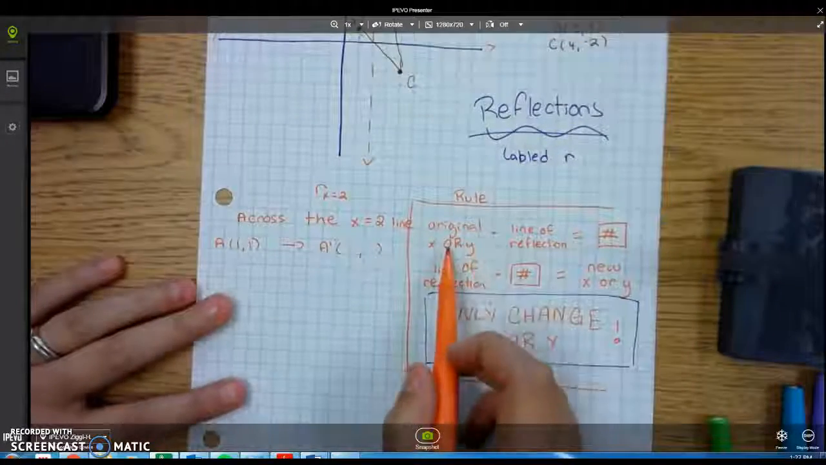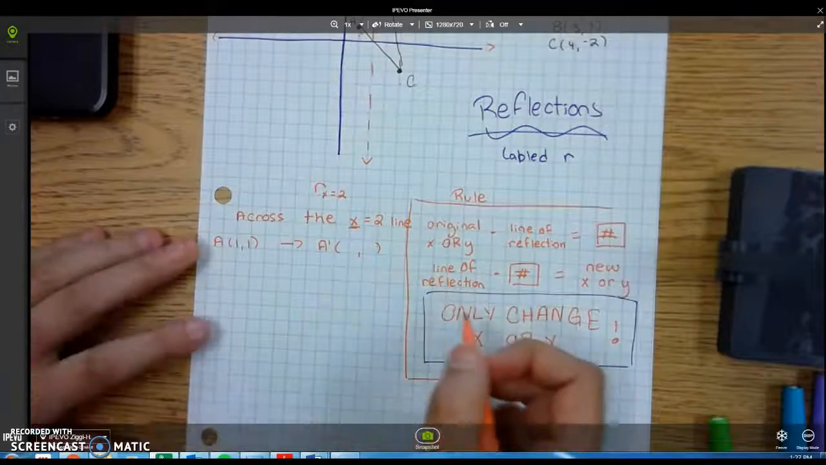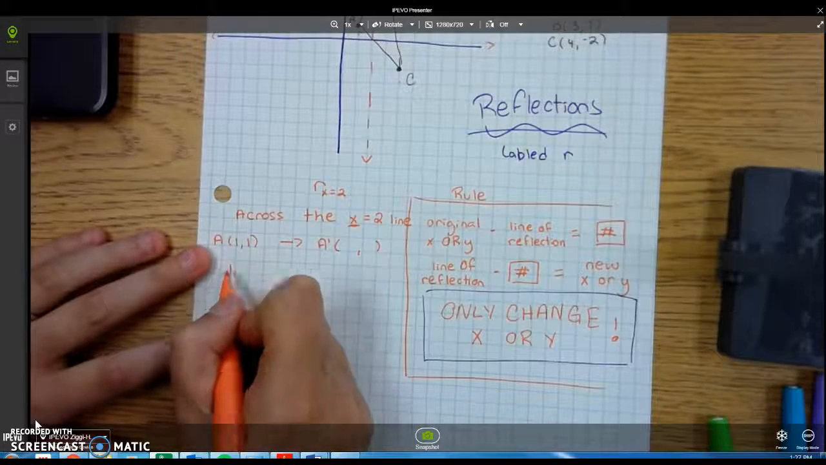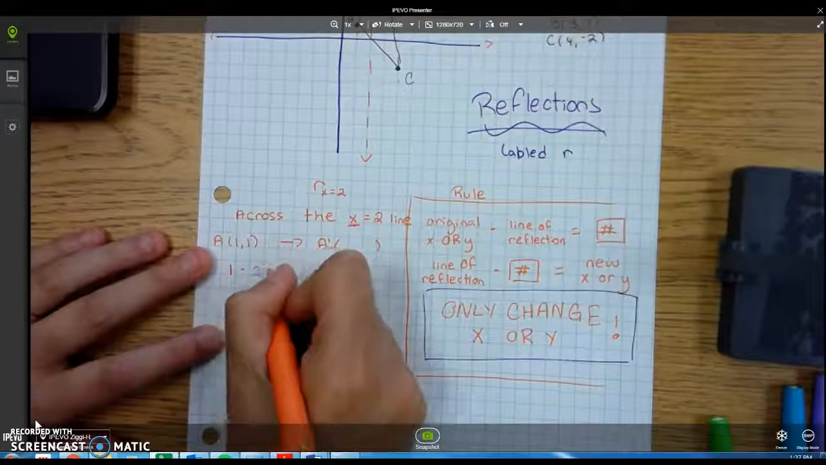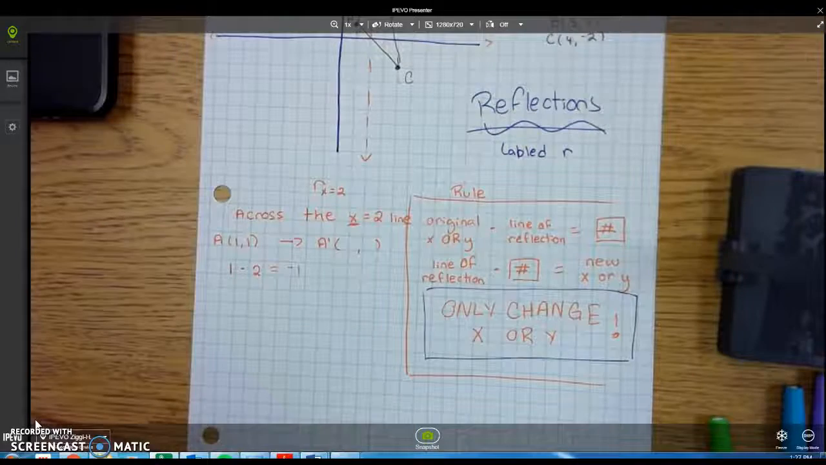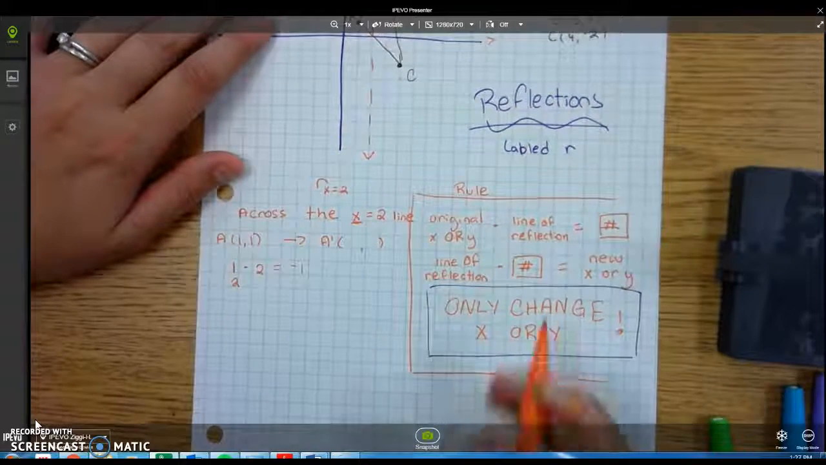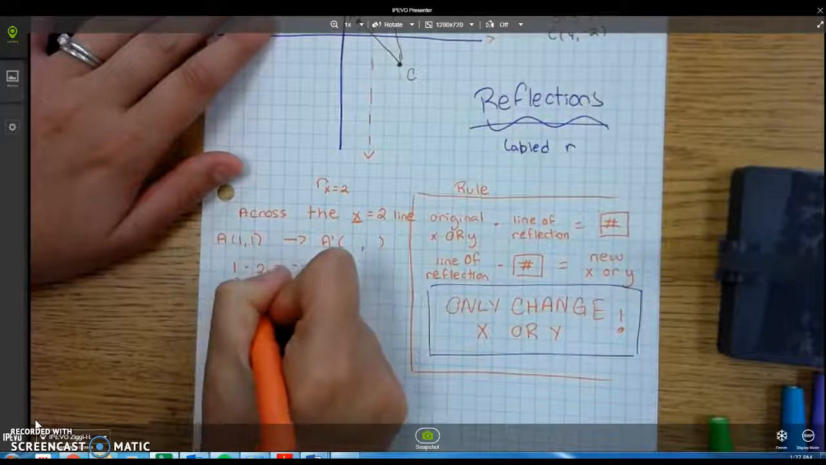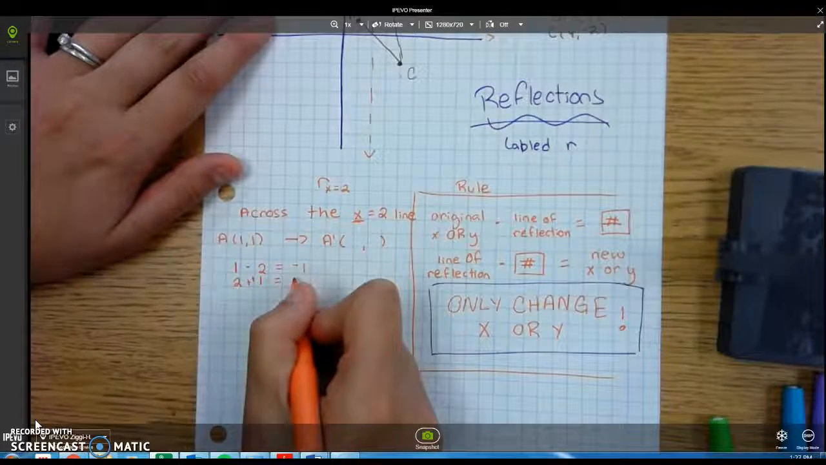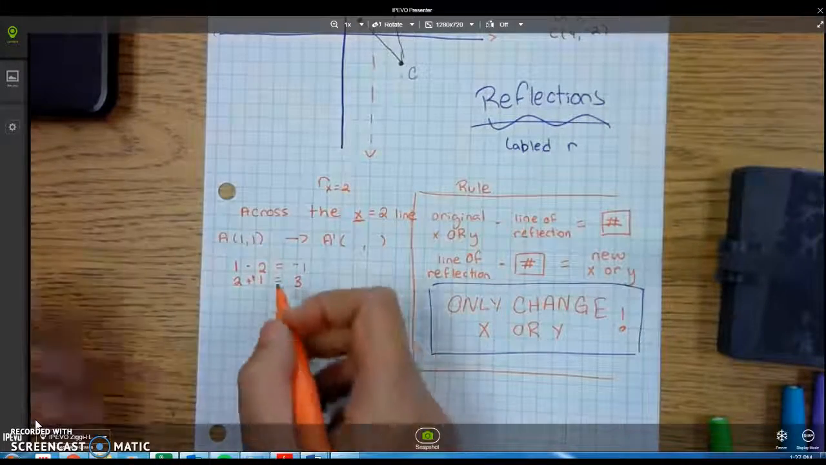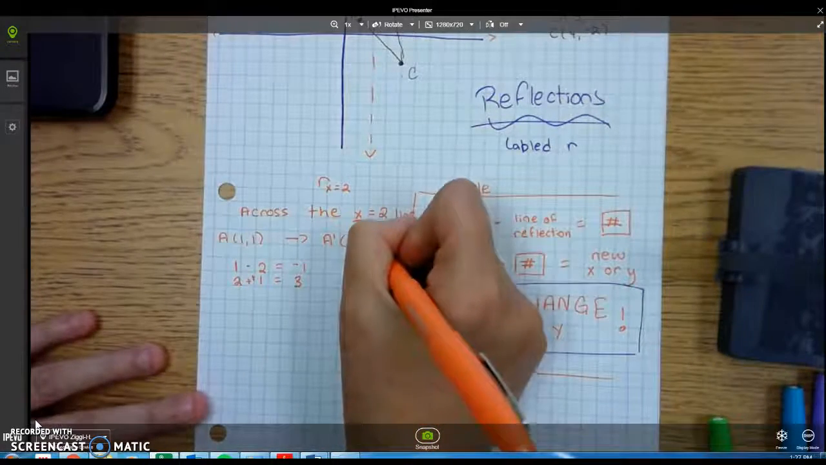Now, I'm going to take my original x or y, in this case x because I'm reflecting across an x. My original x in A was 1. I'm going to subtract my line of reflection, minus 2, and find that number. That number's negative 1. I'm going to take my line of reflection, still 2. I'm going to subtract the number I just found, so minus negative 1, positive minus a negative, the add, that's 3. So my new x value would be 3. My y value doesn't change because I don't go up or down. It stays at 1.